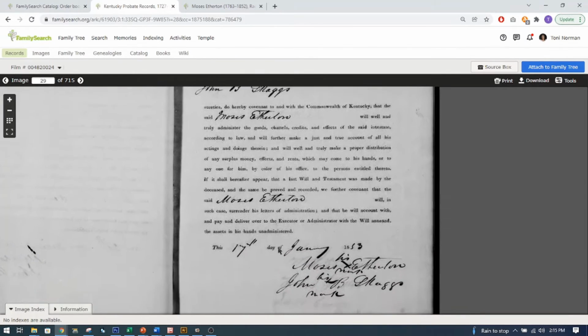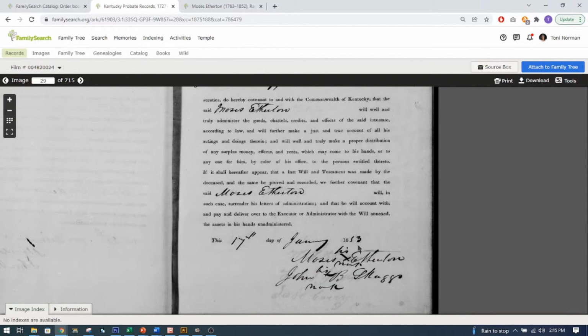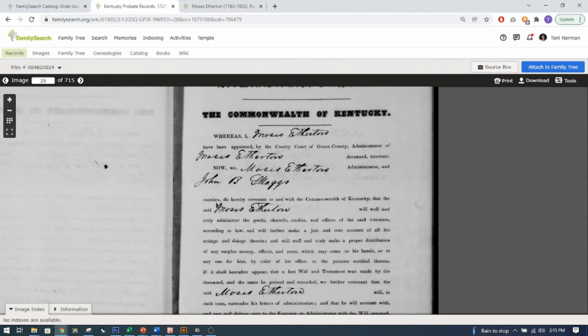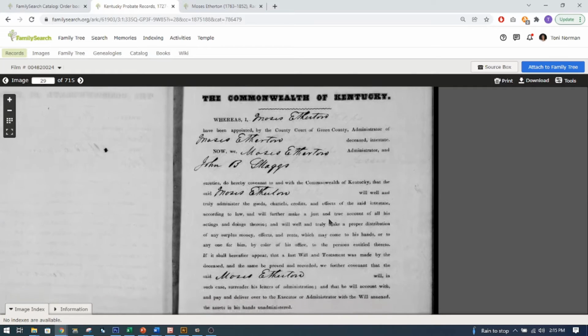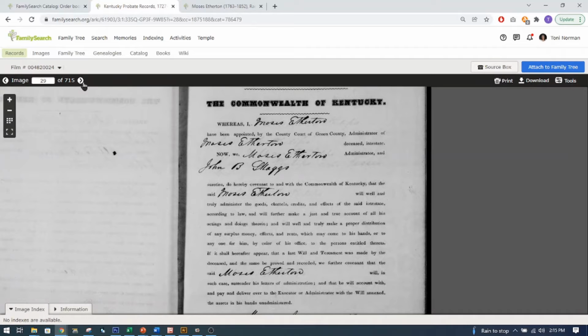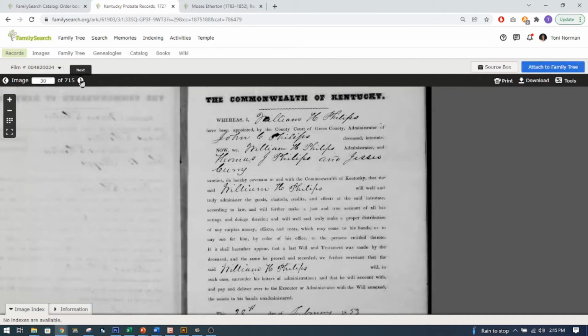And it gives down here the 17th of January 1853. So that's about the right time. Now, Moses and John are giving sureties, so they've put up money. This is an intestate estate, meaning that there was no will, and so they are working with the courts to clear everything up here. All right, let's move on to image 31.